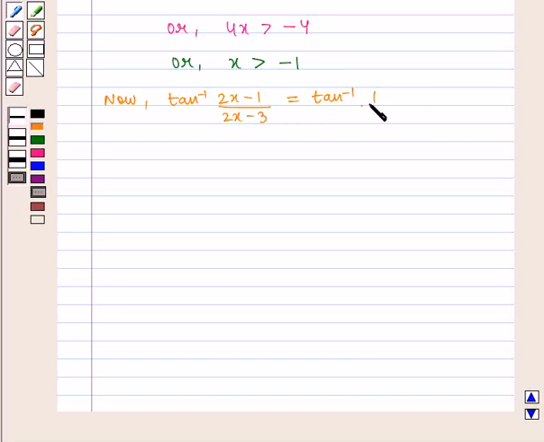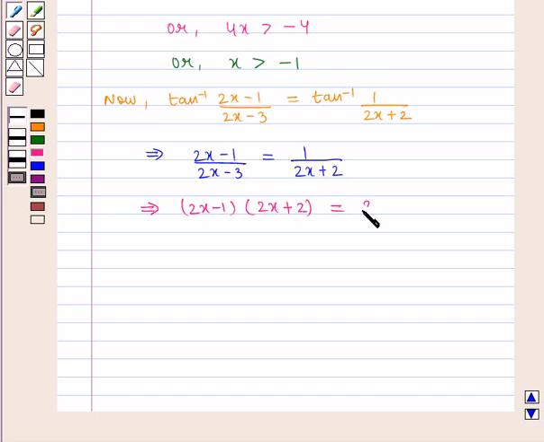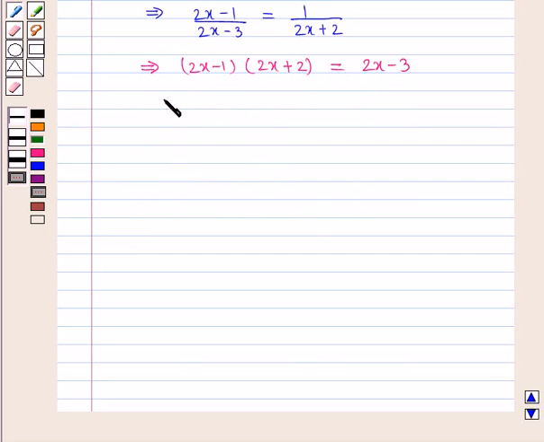Now we have tan inverse of (2x minus 1)/(2x minus 3) is equal to tan inverse of 1 upon (2x plus 2), which implies that (2x minus 1)/(2x minus 3) is equal to 1 upon (2x plus 2), which can be written as (2x minus 1) into (2x plus 2) is equal to 2x minus 3, that is 4x square plus 4x minus 2x minus 2 is equal to 2x minus 3, which implies that 4x square plus 2x minus 2 is equal to 2x minus 3.